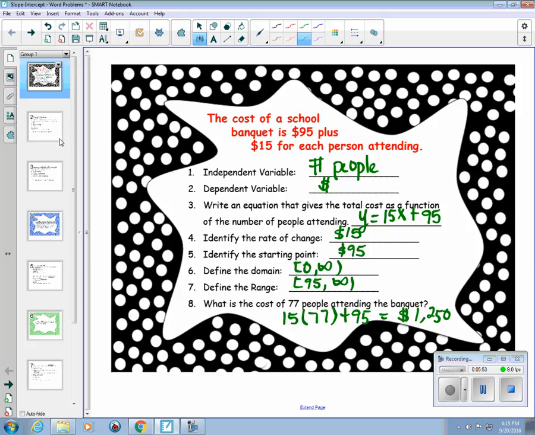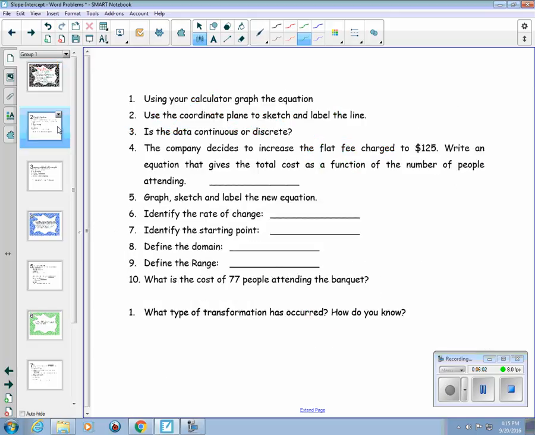Now this is where you need to start writing on that paper, right? Are we good? All of that needed to be written just by the side because you don't have that info. We're not using the calculator to graph the equation because this is something that I changed. We're not using the coordinate plane.